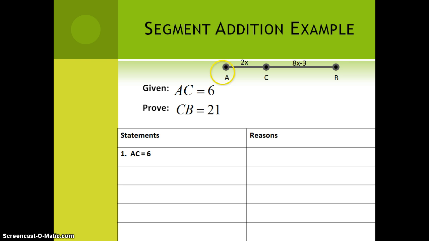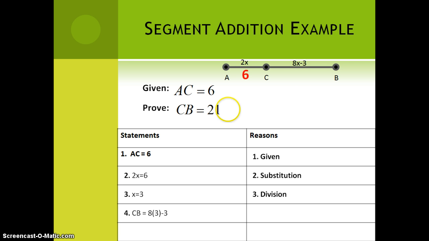So your given statement always goes first. Your reason is always that it's given. Notice that I marked my picture with my given statement that AC was 6. Next, since AC is 2x and it's also 6, we're going to set those equal. That's just using substitution because 2x is 6. We divide by 2 on both sides to get that x is equal to 3. So that was using division.